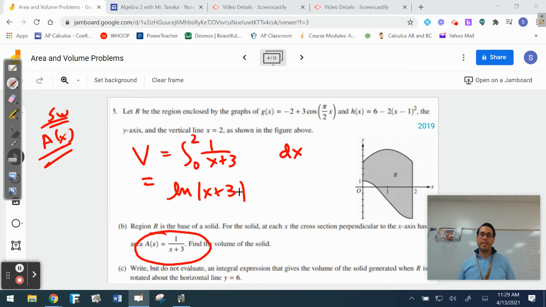Now, you just have to be careful, okay, right? This would be like a 1 over u, and if I did u sub, u would be x plus 3. Now, the derivative of x plus 3 is 1. So that means I don't really have to correct anything. I don't really have to use u sub, and that is the correct answer. We go from 0 to 2, and if I do that, I get the natural log of 5 minus the natural log of 3. Now, the AP would accept that as their final answer.